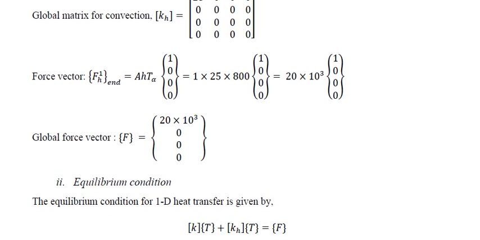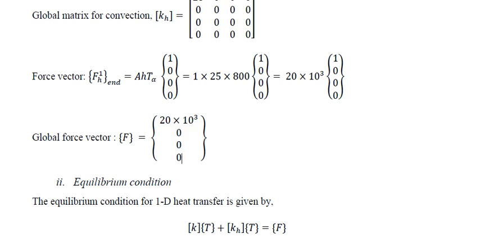Now force vector. Force vector is due to end convection. Directly we can write global force vector A into, once again, the H material property into T infinity. T infinity is 800 degrees centigrade. It is the higher temperature region. Now it is 1 is written here because left hand is having convection. If right hand, it should come here. Okay. Now it is 20 into 10 power 3, 1000, or 20 into 10 power 3 can be written like this.